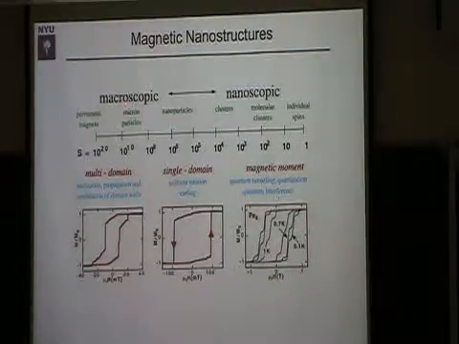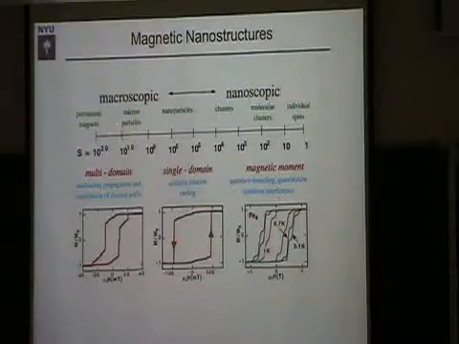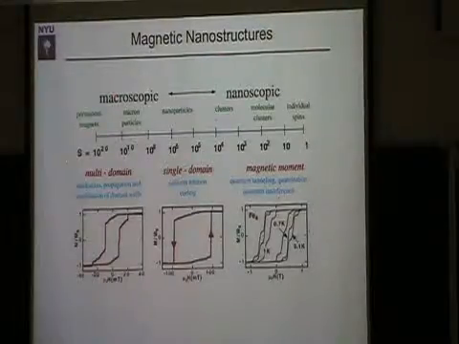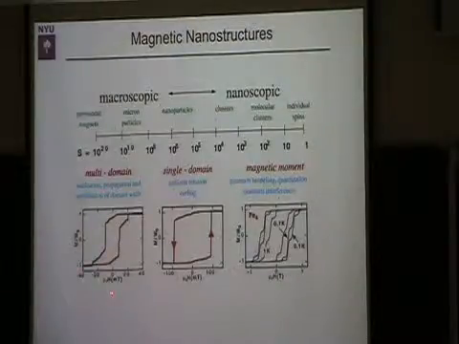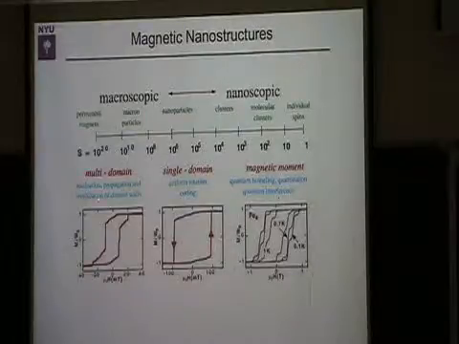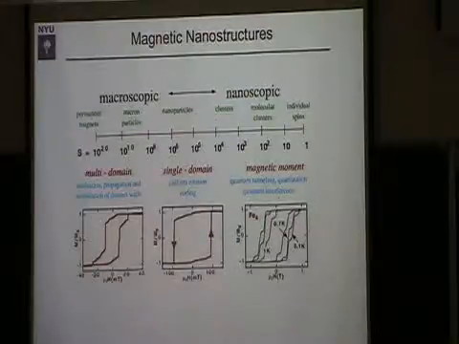This is a picture of the kinds of physics you see at different length scales, taken from an article by Wolfgang Wernsdorfer, which shows the length scales from nearly Avogadro's number of spins down to one spin. For the scales I was talking about, the physics is nucleation of reverse domains, their propagation, and annihilation of domain walls. So if you measure hysteresis, you'll see ragged or smooth hysteresis curves that reflect the nucleation and propagation of domain walls.